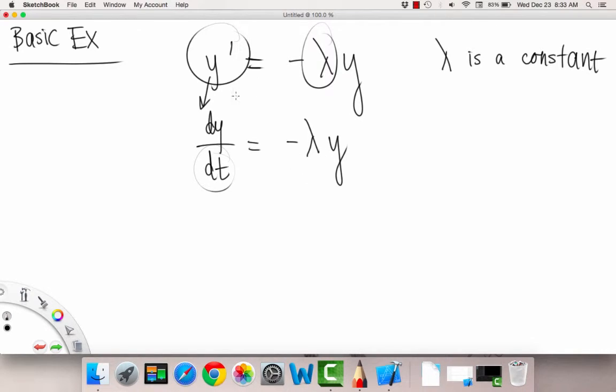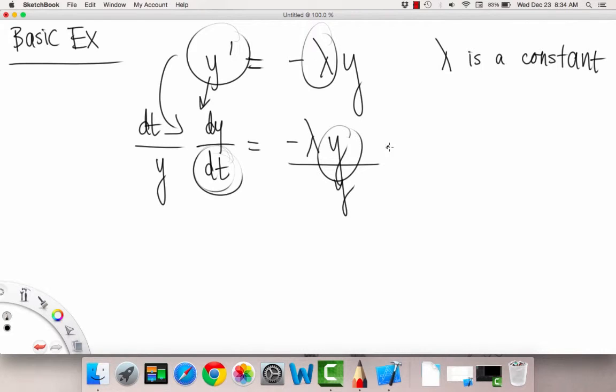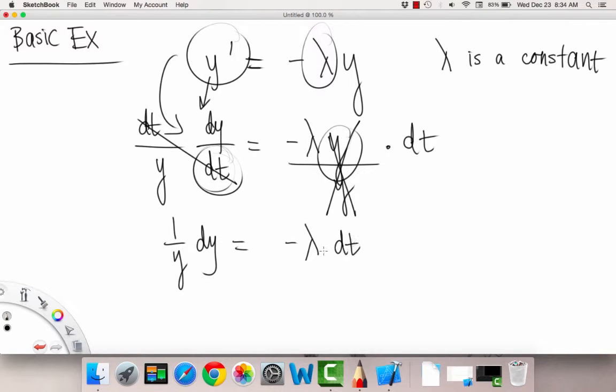Now we're going to separate. The 0th step was just rewriting y prime as dy over dt. Now I'm going to bring all the y stuff to the left side, so we divide by y on both sides, and at the same time multiply by dt to get it to the right side. The y's cancel on the right and the dt's cancel on the left, and we are left with 1 over y dy on the left side, and negative lambda times dt on the right. That was the first step: we have separated our variables across the equal sign.